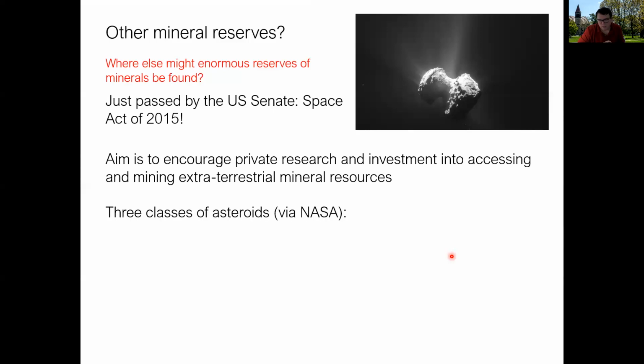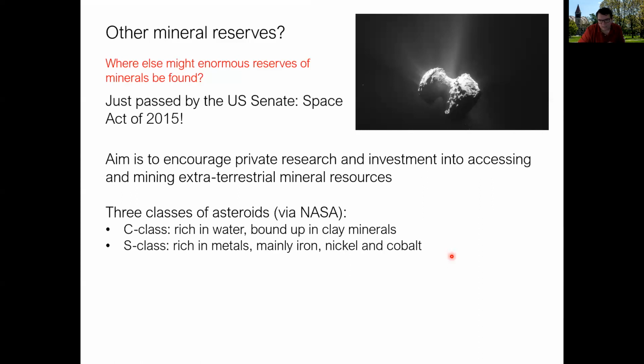So there are sort of three classes of asteroids rich in certain resources that are of interest. There's a C class, which is rich in water bound up in clay minerals. Those clay minerals happen to be particularly rich in rare earth elements, so there's interest there. S class is mainly stony meteorites, and there's interest because of iron, nickel, cobalt, and other metals like that. And then there's another one called the M class, which is extremely rich in metals, and of course they've attracted most interest because they would be a truly precious resource.